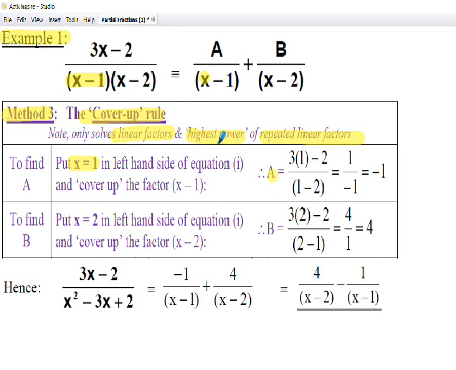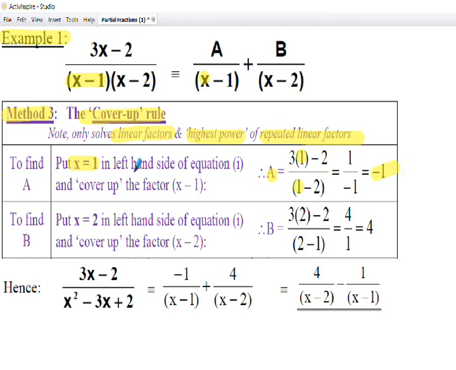So to find constant a using the Coverup Rule, in the top line we'll get 3x take away 2, so that'll be 3 times 1 take away 2, all divided by, on the bottom line, we would have x minus 2, so that's 1 take away 2. Doing the arithmetic, we get a is equal to minus 1.